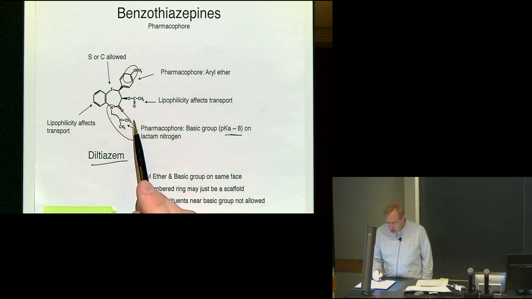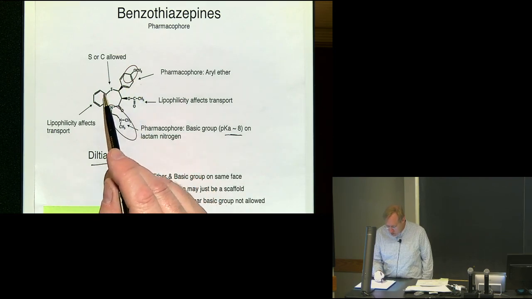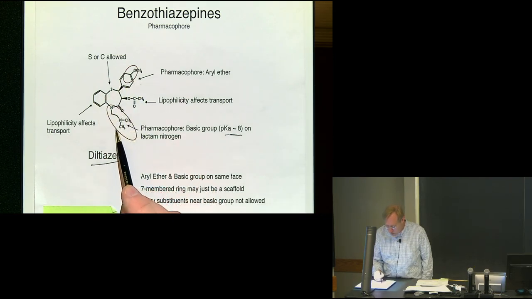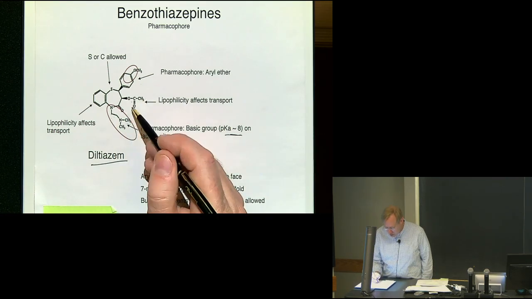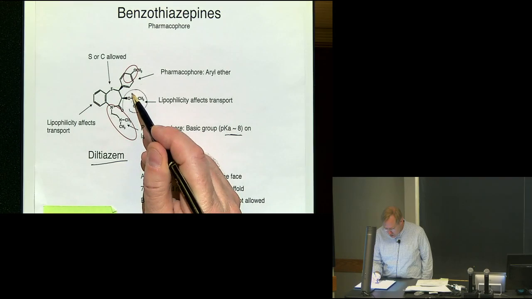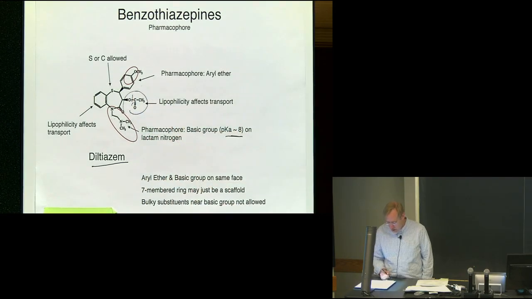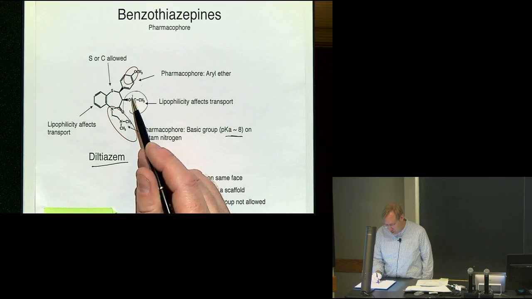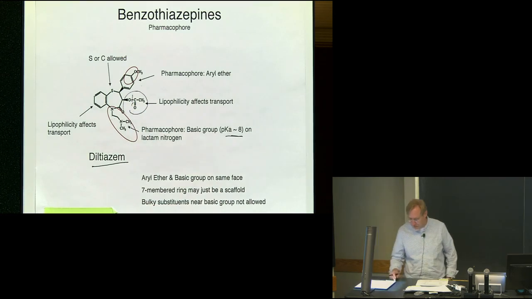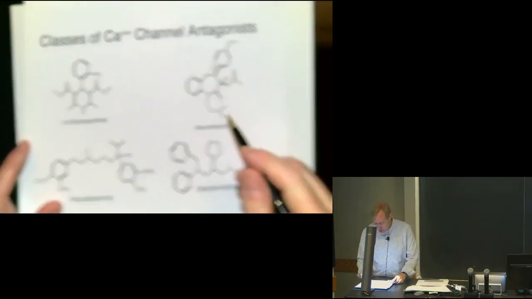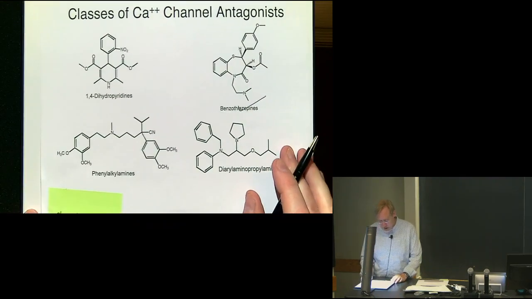If I think about what's probably the most metabolically susceptible group, I would look on here and I'd say, oh, we've got an ester here. That probably gets hydrolyzed. And it does, and the product is still a little bit active, 20 to 50% as active as the parent, but that's one of the first sites of metabolism. All right, that's just briefly the benzothiazepines.